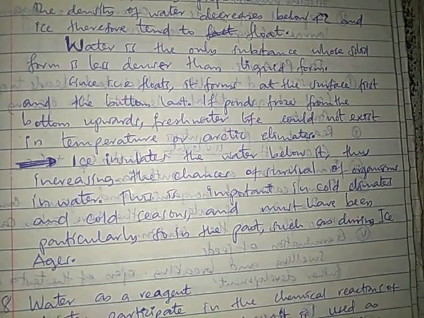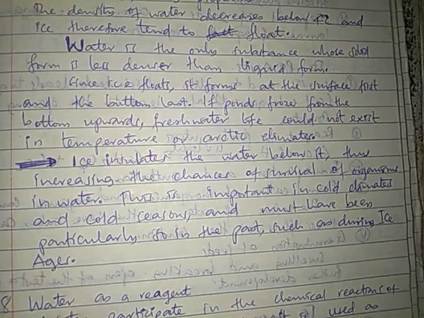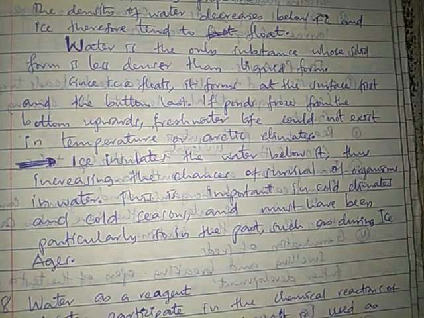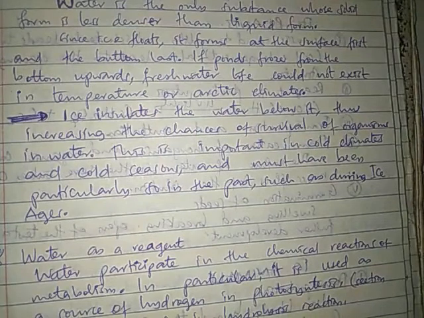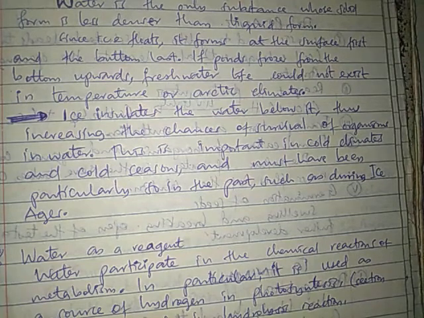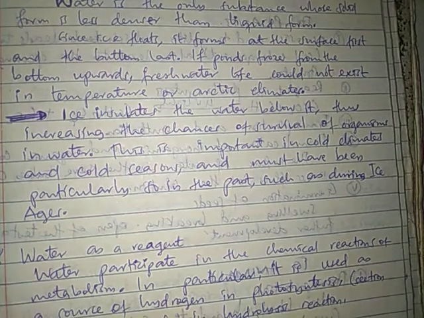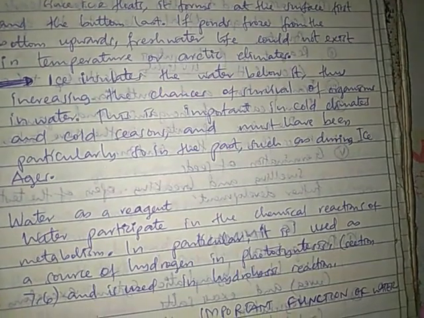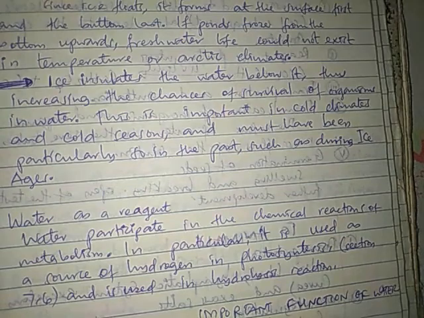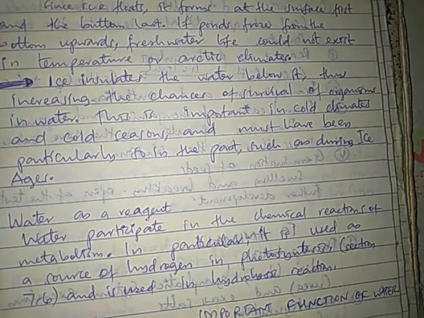Kwa mfano unaona hii ya kufreeze, freezing property ya water. Maji yanapoanza kufreeze juu kushuka chini, manake pale juu pakisha freeze, ice float, wale viumbe wa chini wanakuwa kama insulated, wanakuwa wamezibwa na ile barafu ya juu, kwa hiyo wanakuwa wapati baridi na maisha yanaendelea. So ice insulates the water below it, thus increasing the chances of survival of organisms in water. This is important in cold climates and cold seasons, and must have been particularly so in the past, such as during ice ages. Kwa hiyo ni muhimu sana kwa wale wanyama ambao wanaishi kwenye mazingira yenye baridi sana.